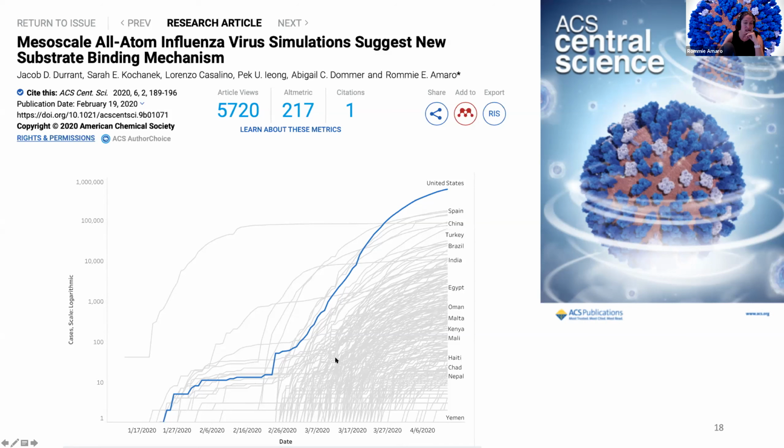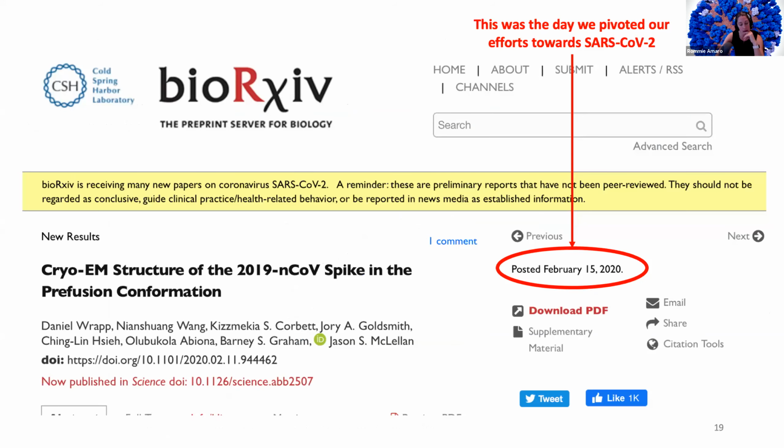As I was mentioning, this is all stuff that we weren't necessarily working on before, even though we had worked on similar challenges, but not this particular system. And actually, the day that we really pivoted was the day that the cryo-electron microscopy structure of the spike protein in the prefusion conformation was posted to bioRxiv by the McLellan lab at the University of Texas at Austin. This happened on February 15th.